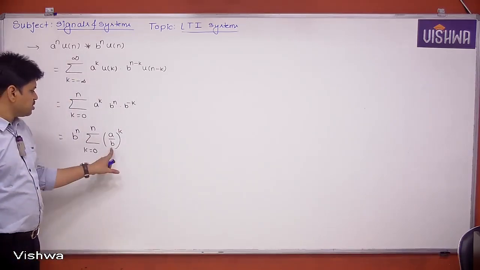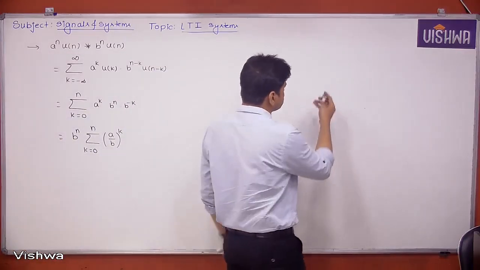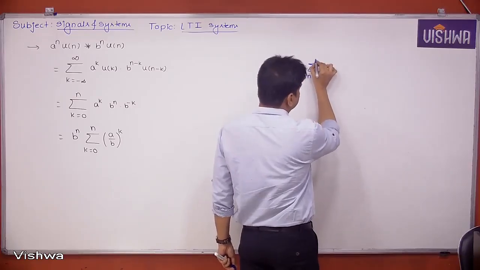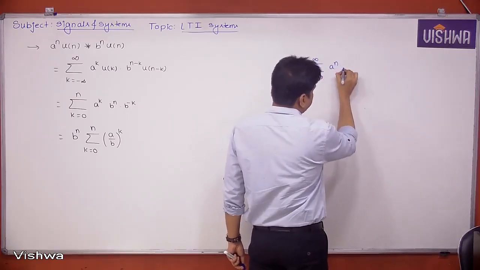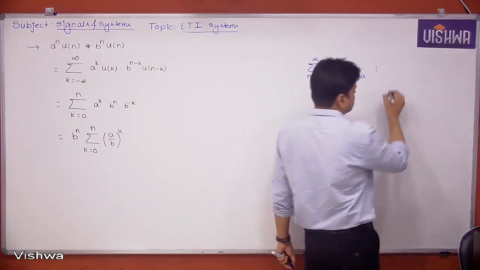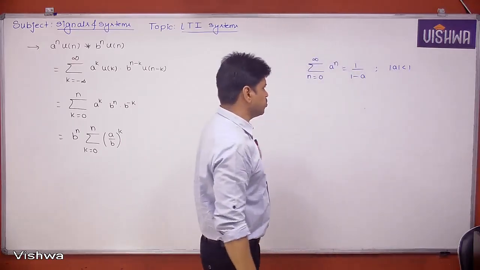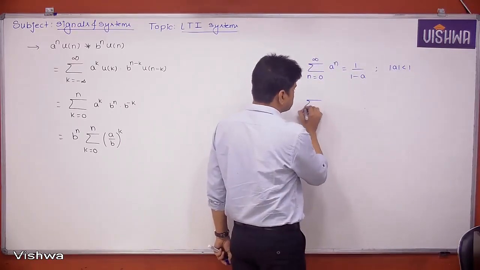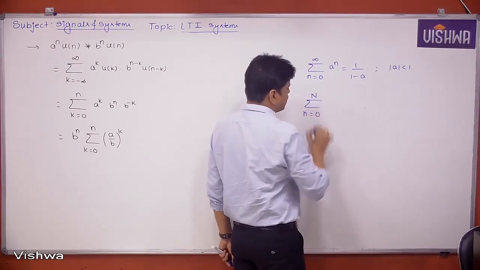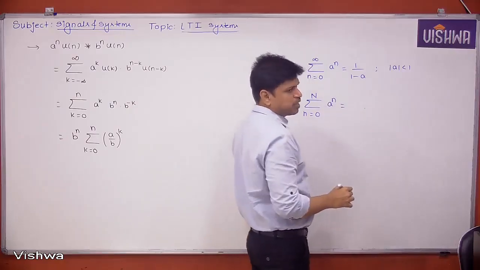Then what is the summation value? We know from summation, if summation n equals 0 to infinity a power n, which is nothing but 1 by 1 minus a. When is this going to be possible? If mod a less than 1. And for the finite summation, that means n equals 0 to some capital N, a power n, it is not required that mod a is less than 1.